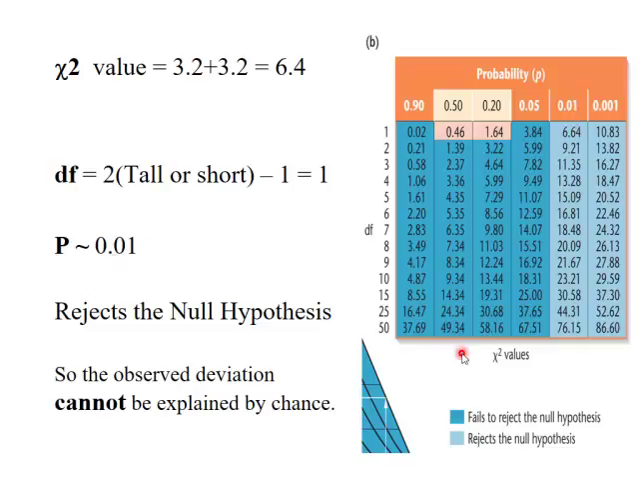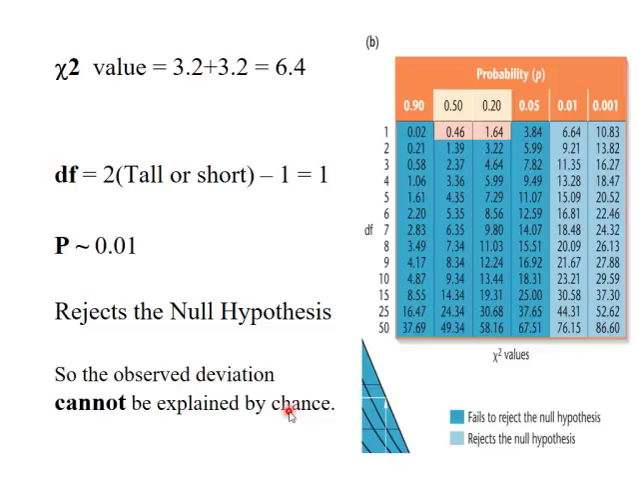Now, when I look at this table, remember the light area are things that reject the null hypothesis. We say if you're in this light blue area, this difference is bigger than chance. There's something else going on here. So since this 6.64, which is your closest, this 0.01, is in this light blue area, we're going to say this rejects the null hypothesis. So the observed deviation cannot be explained by chance.